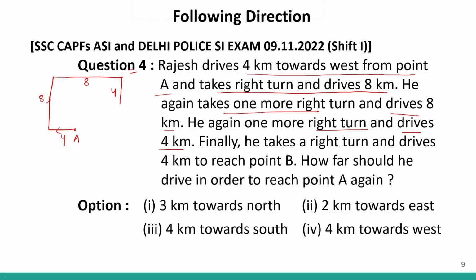So from here to here to here, and this is the final direction. Then he takes a right turn again and drives 4 kilometers to reach point B. So over here, again 4 kilometers to reach a point B. How far should he drive in order to reach point A again? So A is over here, B is over here. If this total is 8, this is 4 and this is 4, that means A and B will fall in the same line, correct? Now, this is 8 and this is 4. So this remaining distance between A and B will also be equal to 4.